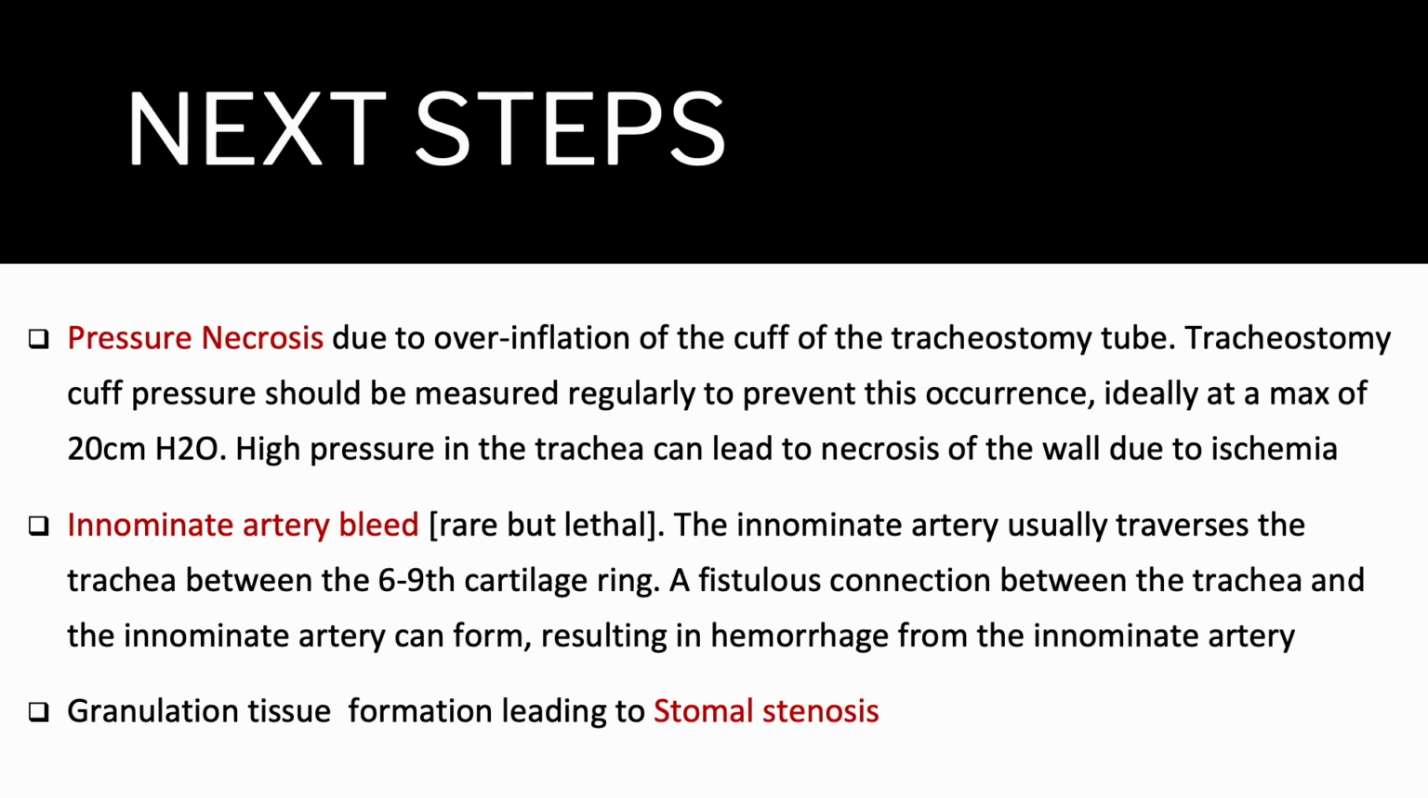An innominate artery bleed is a rare but lethal complication. The innominate artery usually traverses the trachea between the 6th and 9th cartilage rings. A fistulous connection between the trachea and the innominate artery can form, resulting in hemorrhage from the artery. And lastly, typically on removal of the tracheostomy tube, the stoma will usually close within 24 hours spontaneously. On occasion, granulation tissue formation leading to stomal stenosis can occur.